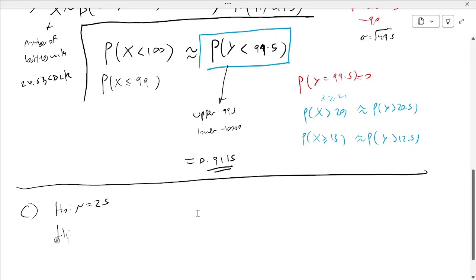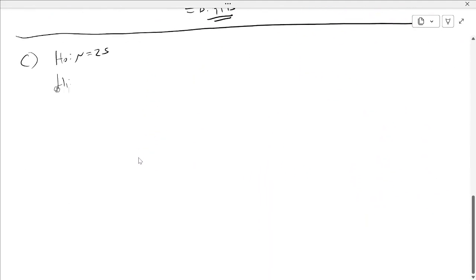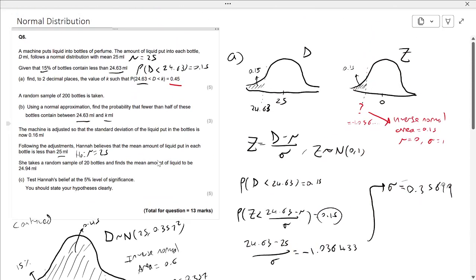And what does she believe? Does she specify? She specifies she thinks it is less than. So I can say alternative hypothesis mu less than 25 milliliters. And we're going to have, let's say X be the amount in a bottle of perfume.